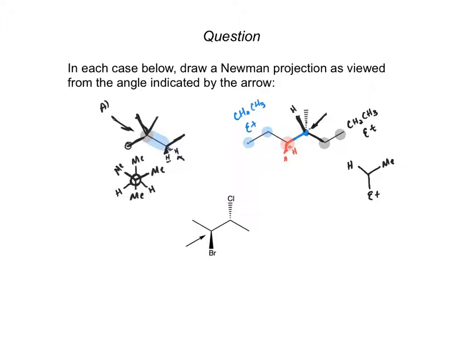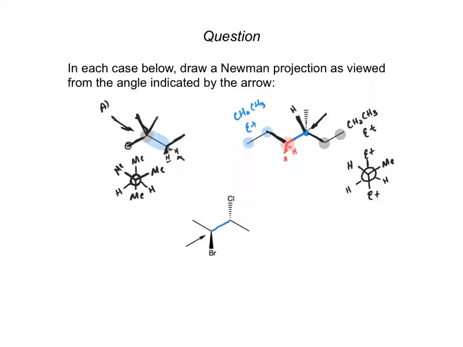So we're going to go ahead, we'll draw that back carbon. That ethyl group is now pointing directly up as we're looking down at it. So this is an ethyl. And then we've got a hydrogen and a hydrogen. Okay, so then finally, we've got this guy.